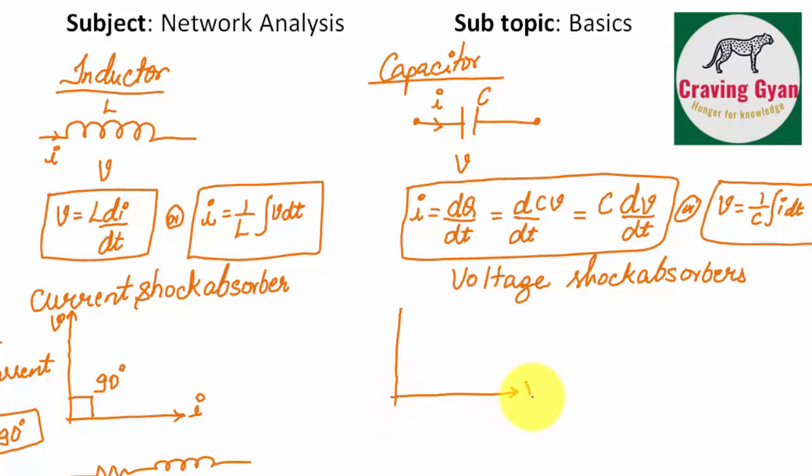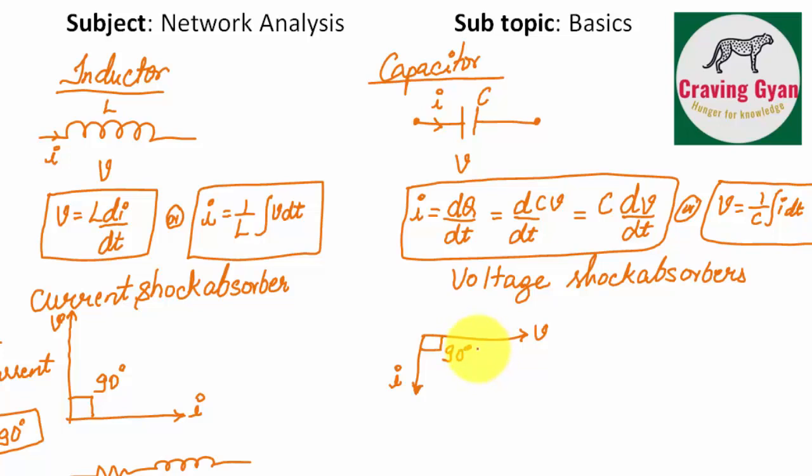Now here I will be taking the reference value as voltage. Current will be a lower value, but current is going to lag voltage by 90 degrees.